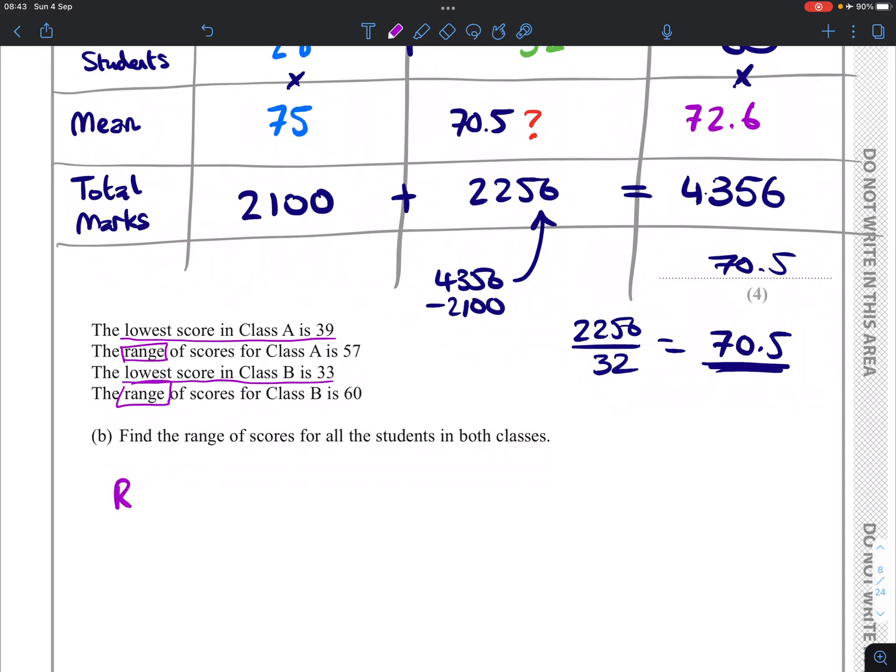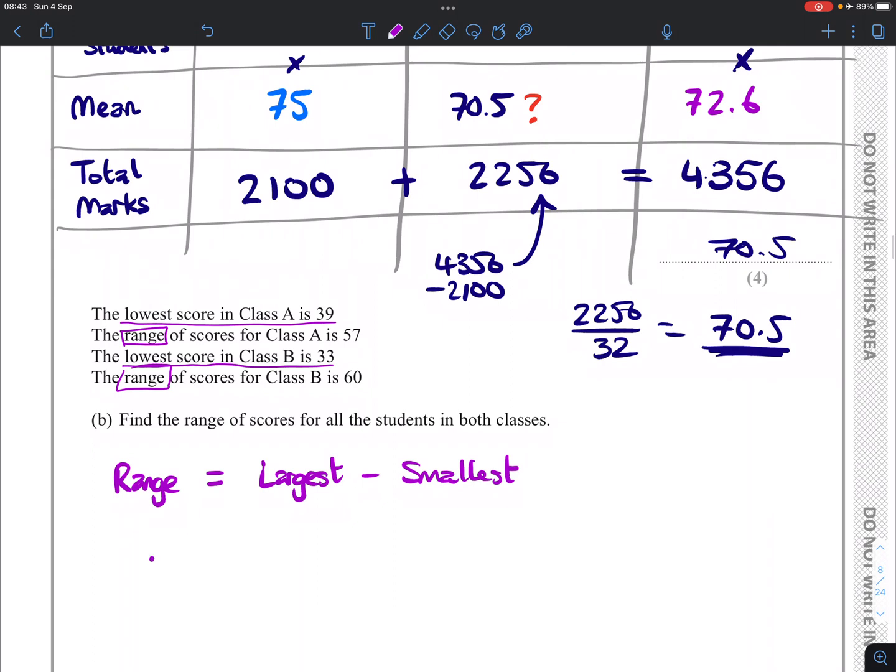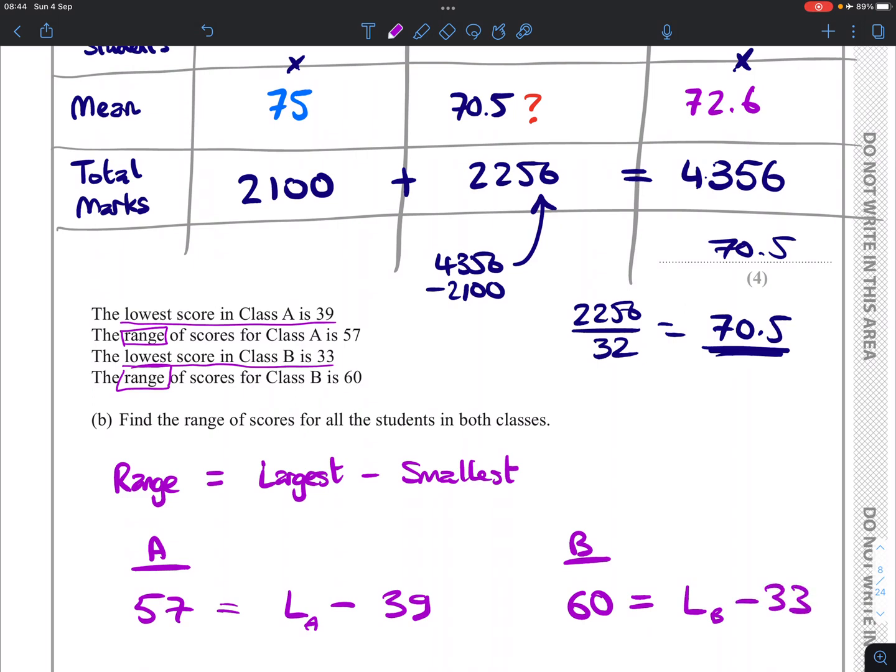So the range, first of all, is the largest value, or the biggest, take away the smallest in any data set. So for Class A, we are being told the range is 57, and we're being told what the smallest one is. So if I just do L minus 39, whatever L is, take away 39 is going to equal 57 for A. For B, if I do something similar, 60 is the range given to us, which means whatever the largest value is in set B, take away 33 is going to make that happen.